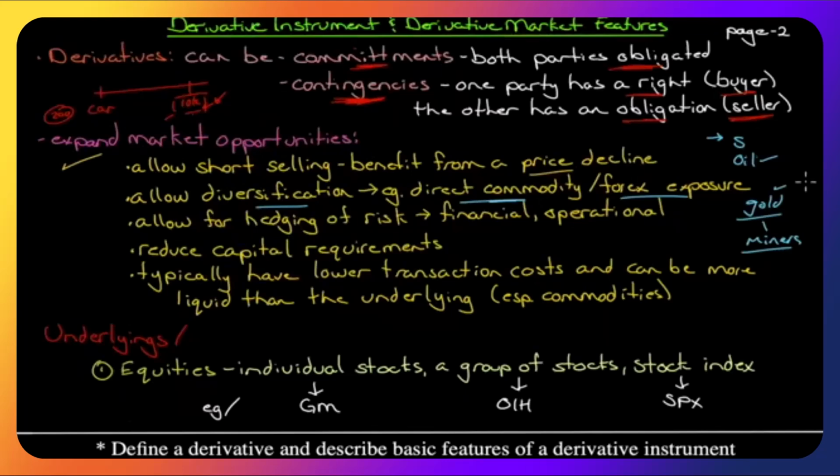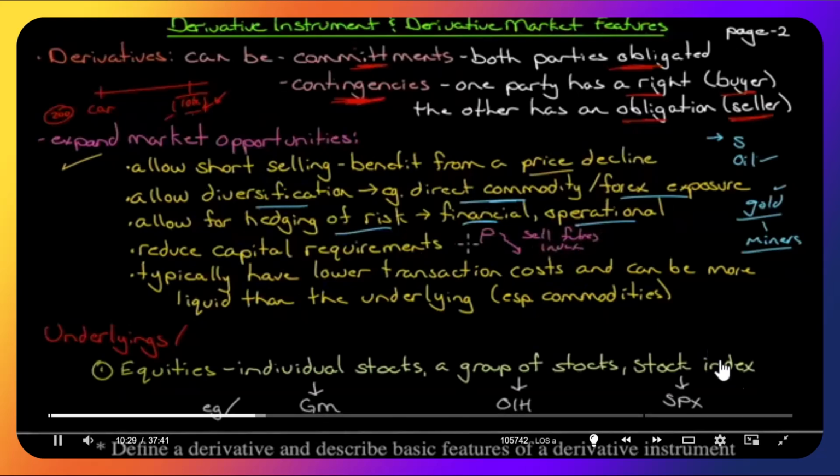Well, with derivatives, it allows you to get access to whatever is available as an underlying. It allows for hedging of risk, whether it be financial risk or operational risk. So financial risk is you have a portfolio of assets and you think the market is going to be weak for a period of time. You can sell options on some of the underlyings that you own, or you can sell futures contracts on the index. And that will lower your beta exposure inside your portfolio.